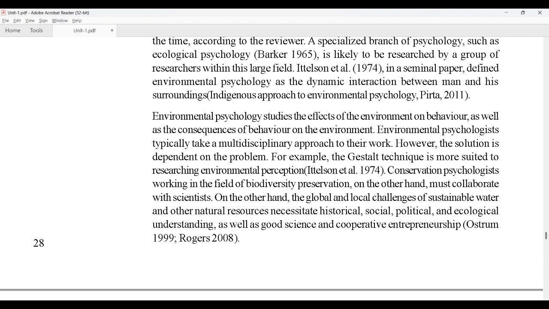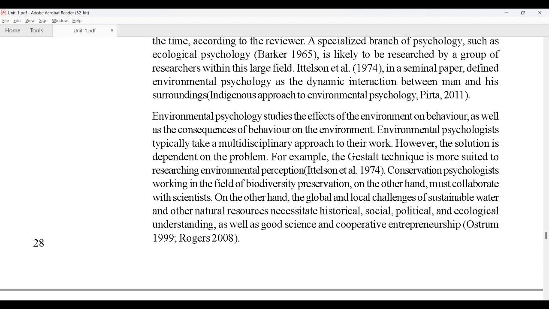A specialized branch of psychology, such as ecological psychology, is likely to be researched by a group of researchers within this large field. Ittelson et al., in a seminal paper, defined environmental psychology as the dynamic interaction between man and his surroundings. Environmental psychology studies the effects of the environment on behavior, as well as the consequences of behavior on the environment. Environmental psychologists typically take a multidisciplinary approach to their work.